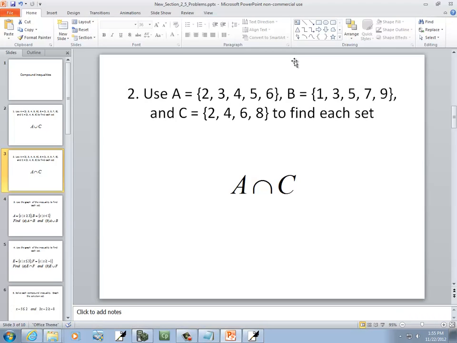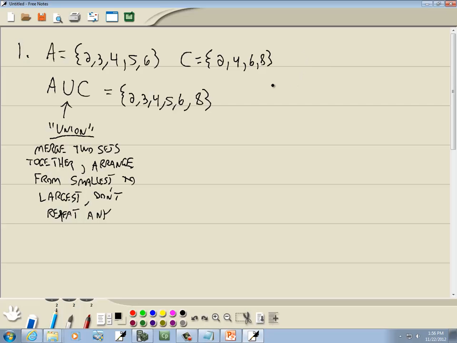Now in number 2, we want to write that down. A, and then this weird looking symbol, C. This is the intersection. And when we're talking about sets, then we only want what they have in common. So only want what they have in common.